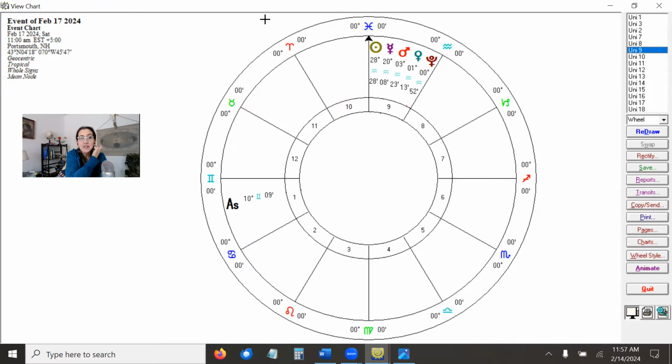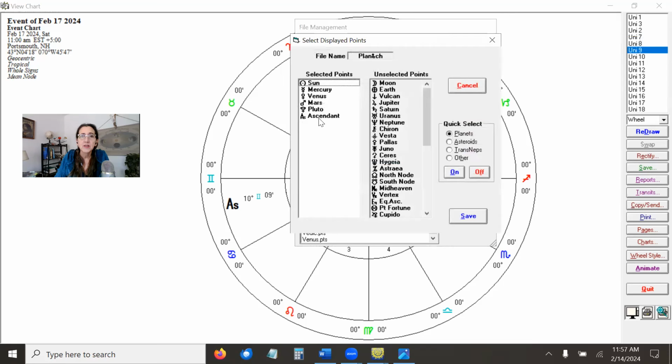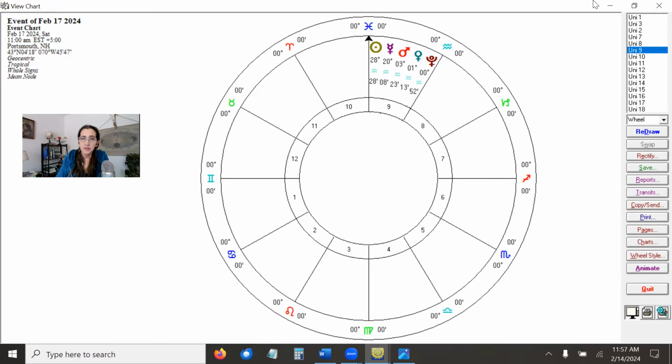Now, the next one is if you have Gemini rising, we got the ascendant in there. Let's not have that in there. Let's move that out. We don't need that in there anymore because we're just talking about these guys right here. And eventually we'll move Pluto.